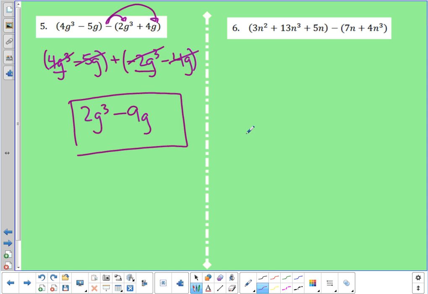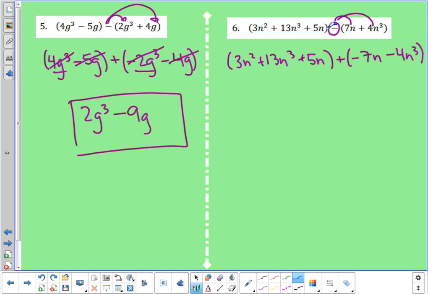Let's take a look at number 6. In number 6, again, this whole first set of parentheses doesn't change, but this subtraction sign that's in the middle distributes to both parts behind it. So my 3n squared plus 13n to the third plus 5n stays the same, and then I have adding negative 7n minus 4n to the third. So everything behind got distributed. I highly encourage you to do what I just did, circle this subtraction in the middle.